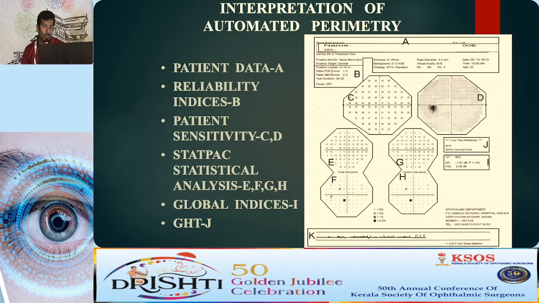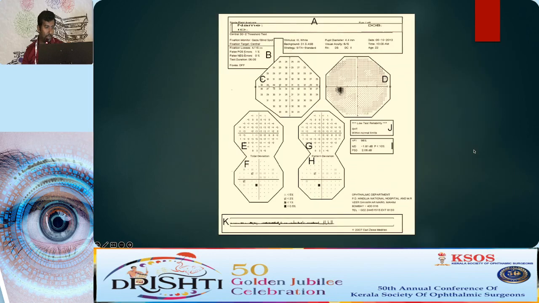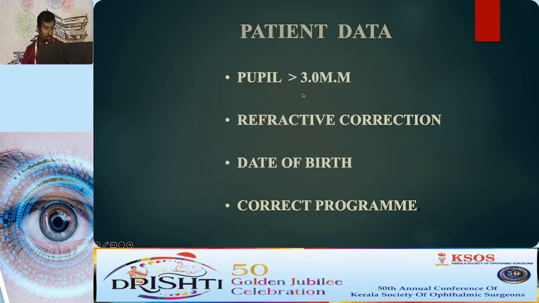This is how a field looks. The first section is the patient data section, then the reliability indices and the patient sensitivity. This is the raw data and this is the representation. Then there are of course the total deviation and the pattern deviation here. Then you have the global indices, visual field index and all that, and the glaucoma hemifield test. We'll look at each one in detail now.